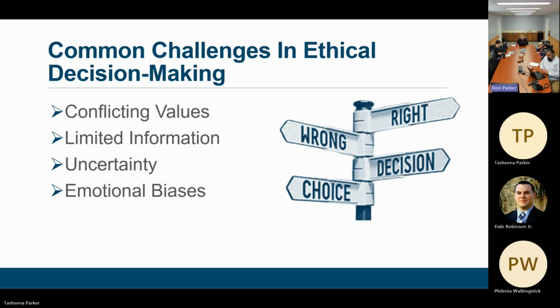Next is limited information. Moral awareness prompts individuals to seek additional information and consider potential ethical implications. It encourages individuals to ask questions, gather relevant facts, and make decisions based on the best information available. Followed by uncertainty. Ethical decision-making often involves navigating uncertain or ambiguous situations. Predicting the outcomes or determining the best course of action may be challenging when the potential consequences are unclear, making it difficult to make confident ethical judgments.